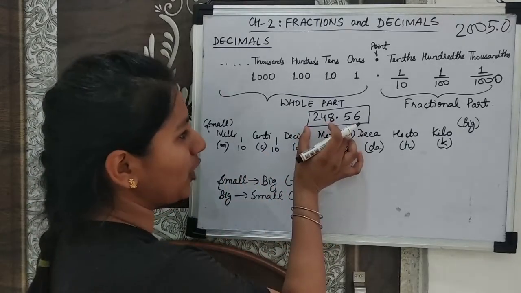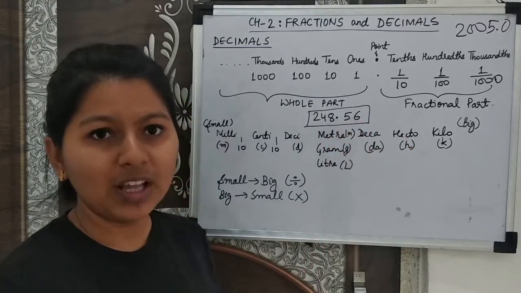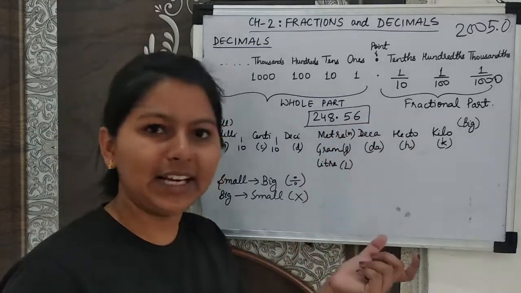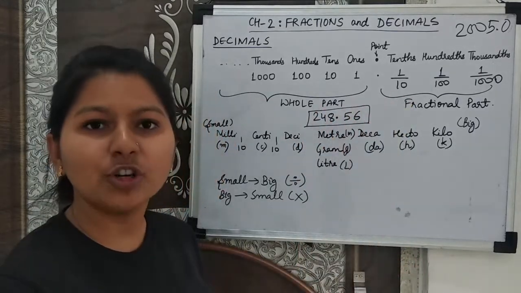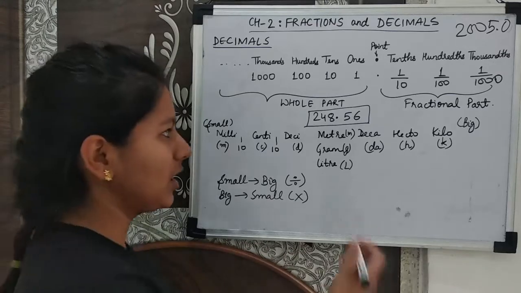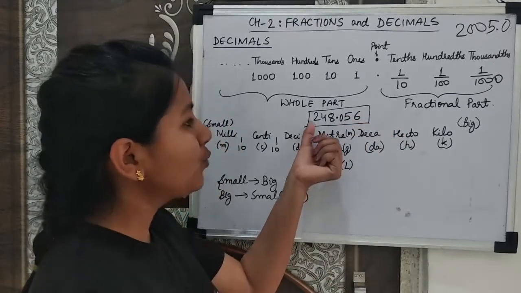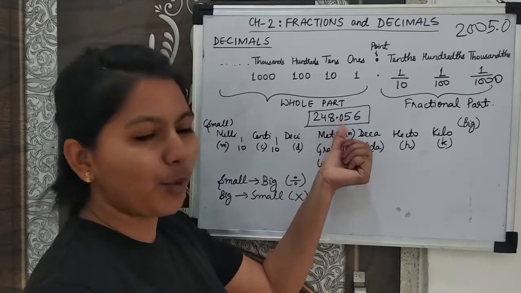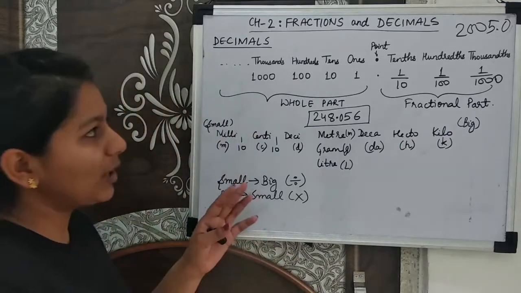So 248.56. It's a rule that whenever we have to read any decimal number, the digits after the decimal should be spelled as single digits. If here I am having one 0 also, then it will be 248.056.